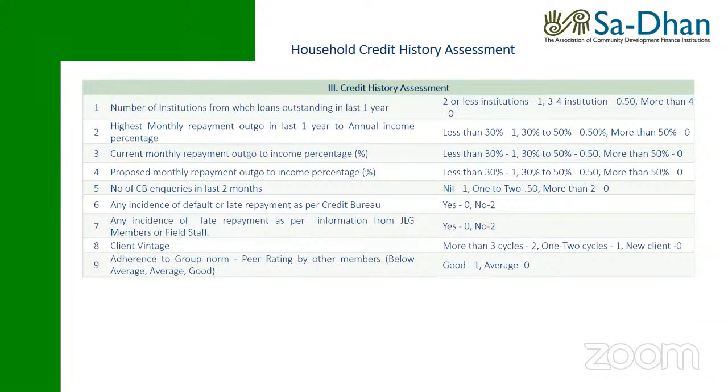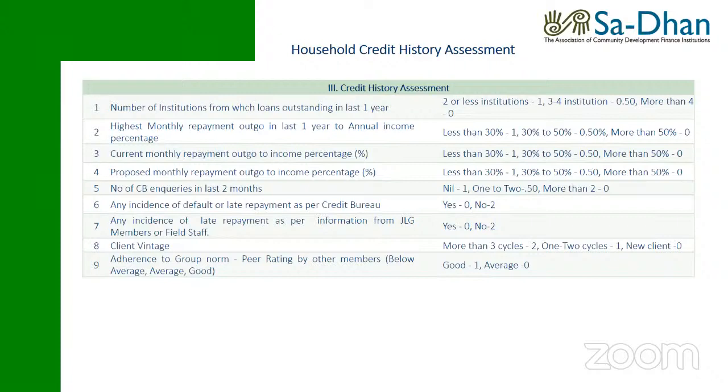The second thing is the household credit history assessment. In the credit history assessment, we are trying to look at what data points from the credit report can be taken and integrated into the creditworthiness score. The first thing we thought of was the number of institutions from which the client has a loan outstanding. If there are fewer institutions, obviously the indebtedness would be less, and there would also not be much stress for repayment.